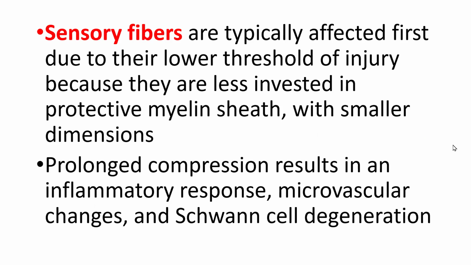Pay attention. If you're asked the question, if a nerve is under pressure, which one would be affected first? Is it the sensory or the motor fibers? You should answer the sensory fibers are typically affected first due to the lower threshold of injury because they are less invested in protected myelin sheaths with smaller dimensions. Therefore, the myelin sheath is protective to the nerve.